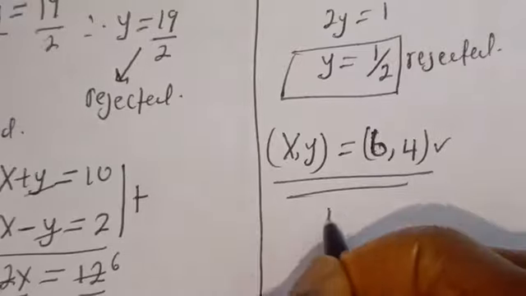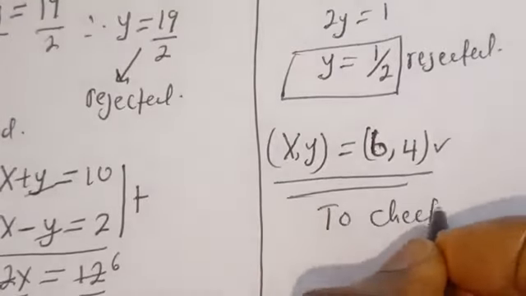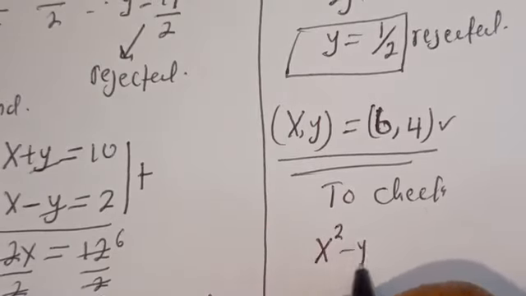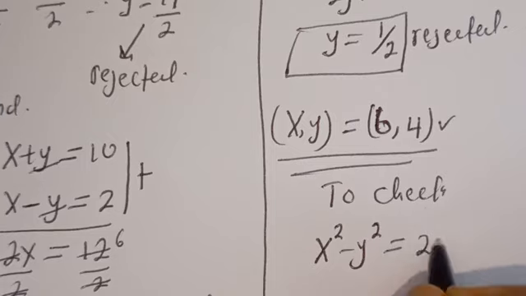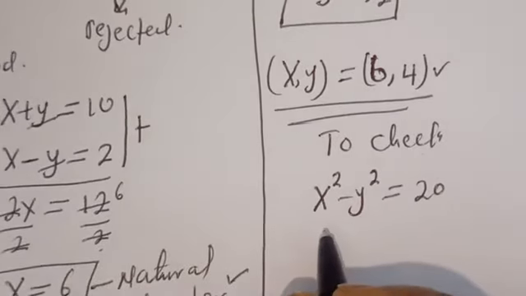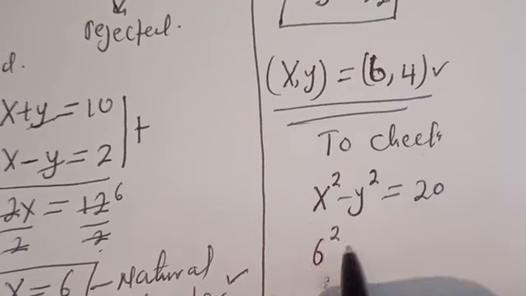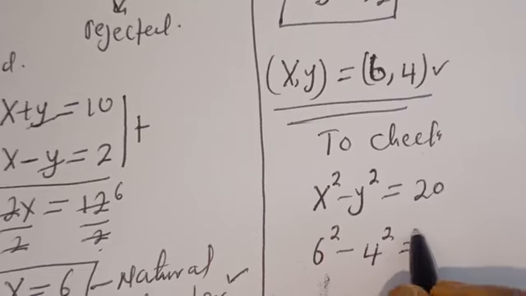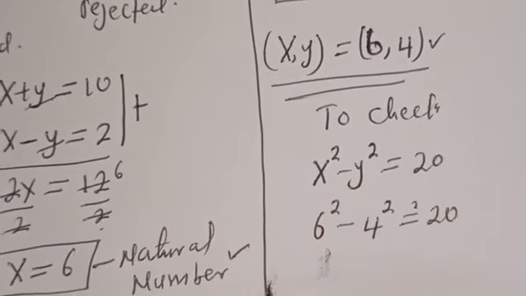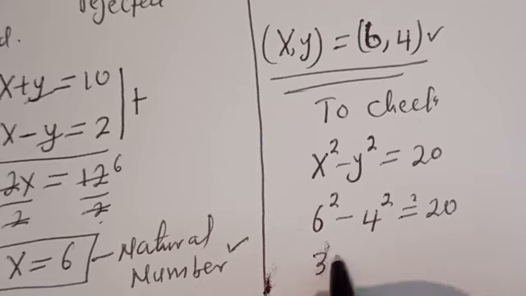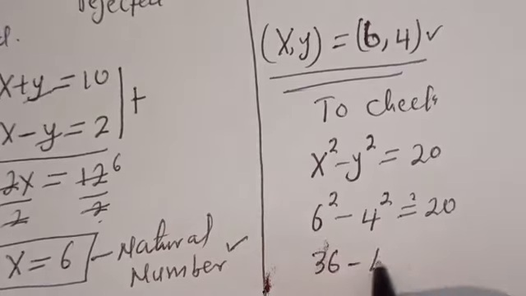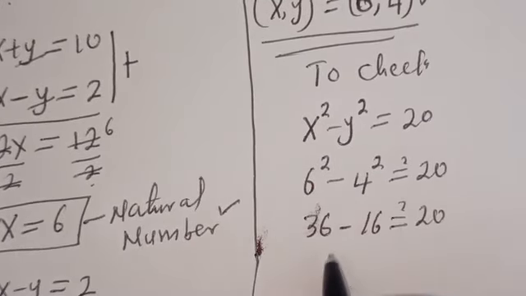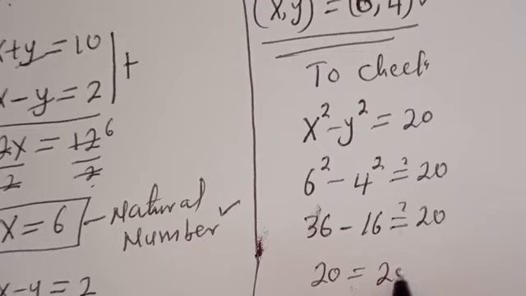Now to check, we have the given equation x squared minus y squared is equal to 20. x is 6, so 6 squared minus 4 squared, must be equal to 20. 6 squared, this is 36, minus 4 squared, that is 16, must be equal to 20. Then 36 minus 16, this is 20, is equal to 20, which is true.